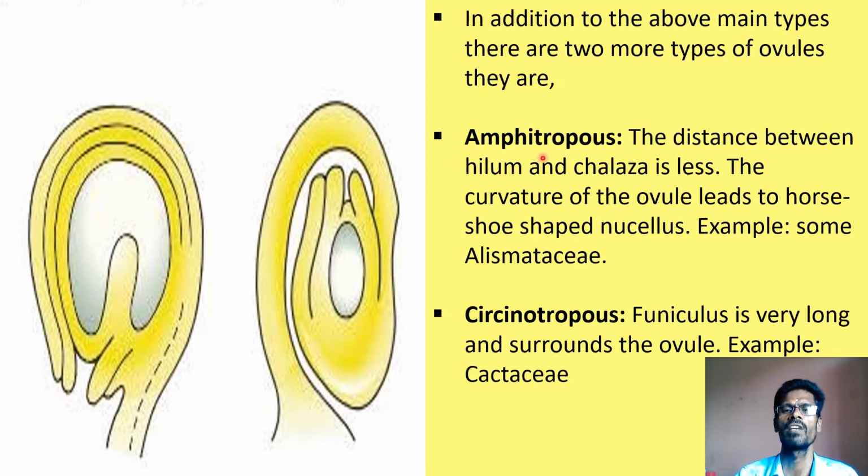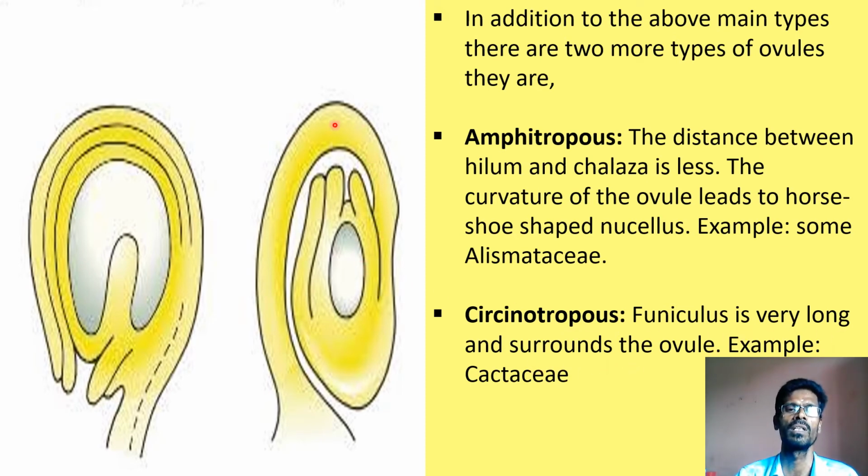In the case of Amphitropous, the distance between the hilum and the chalaza is less. So the chalaza and the hilum are very close in distance, and the curvature of the ovule leads to a horseshoe shaped nucellus. So depending upon the ovule nature, the nucellus appears to form a horseshoe, and this can be seen in the family Alismataceae. In Sarcinotropous, the funiculus is very long and surrounds the complete ovule.